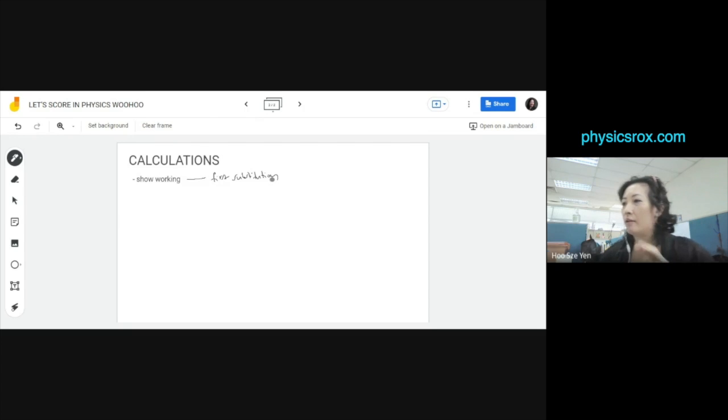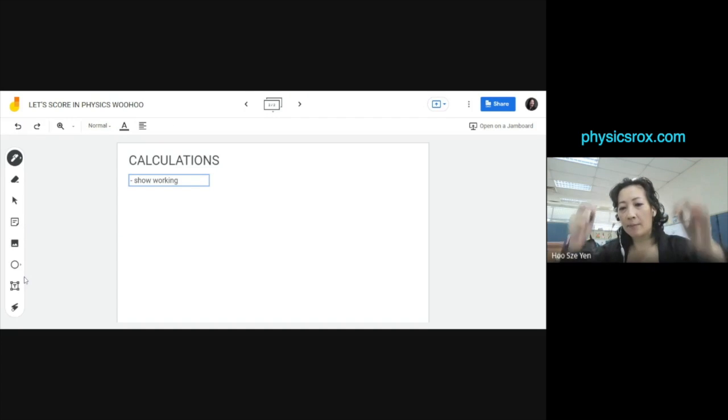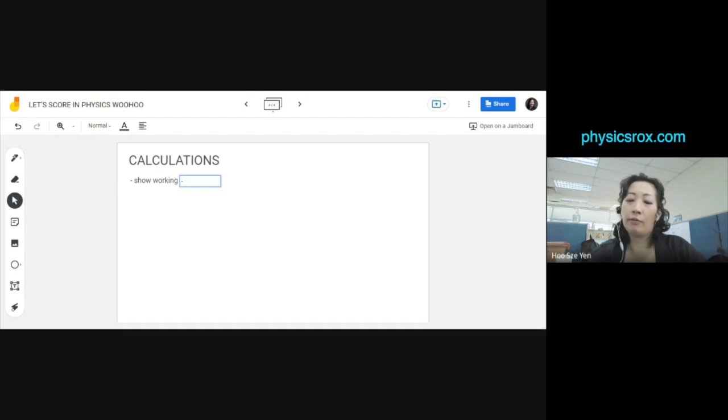Let's do that again. When you show your working, please show the substitution of the correct formula that you're using. If you are using, for example, lambda equals kx over d, please show clearly. Let's say lambda equals 3 times 5 divided by 20. Show clearly the substitution. Don't just write lambda equals 10 meters, whatever the correct number is. Please show the first substitution, okay? This is Jamboard, not Microsoft Word. You must show correctly the first line of substitution.